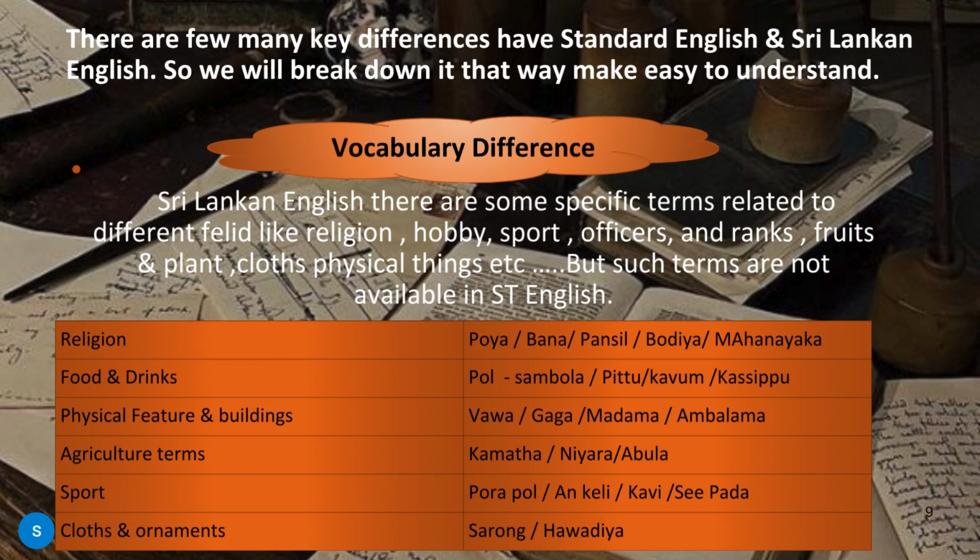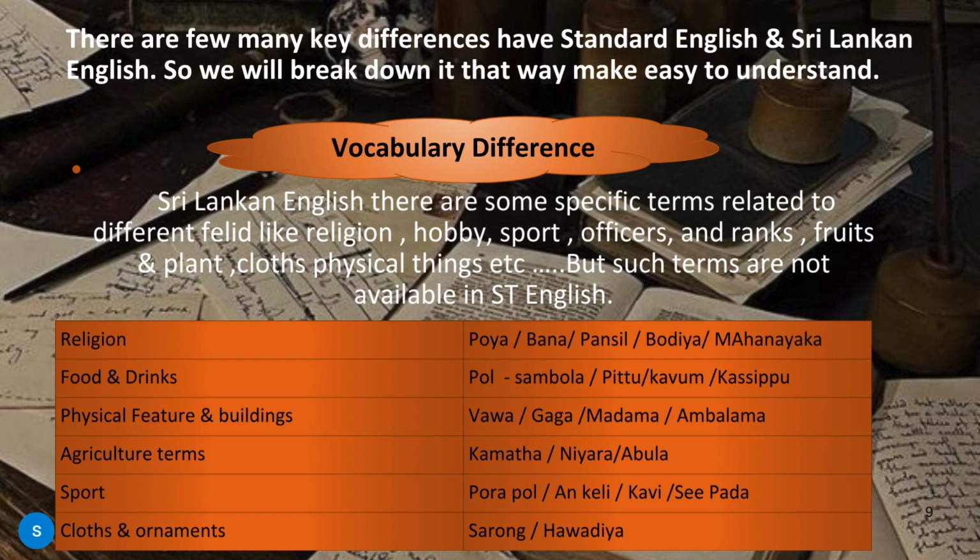There are a few key differences between Standard English and Sri Lankan English. So we will break them down that way to make it easy to understand. First one is vocabulary differences. In Sri Lankan English, there are some specific terms related to different fields like religion, hobbies, sport, officers and rank, fruits and plants, and also clothing and physical things, etc. But such terms are not available in Standard English.